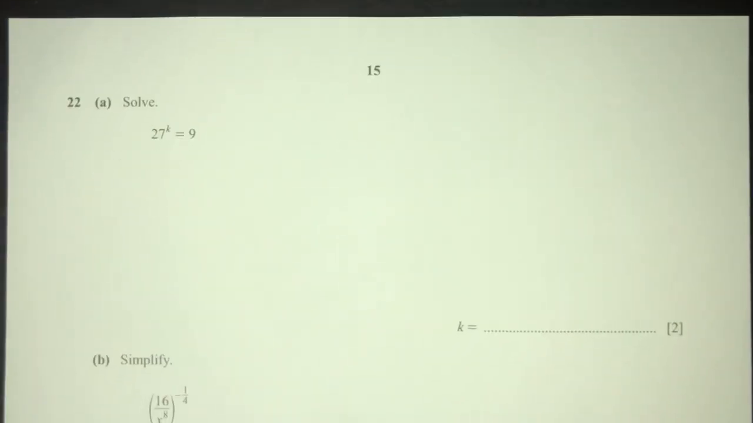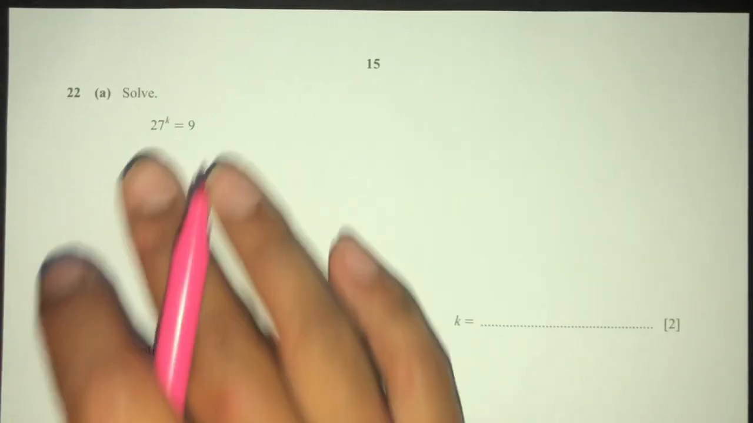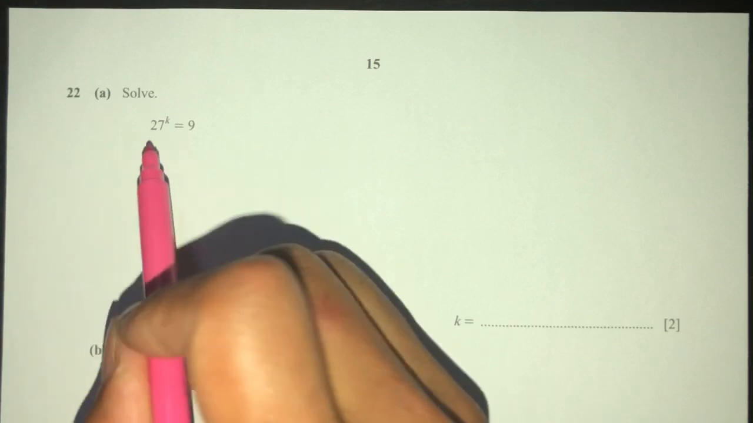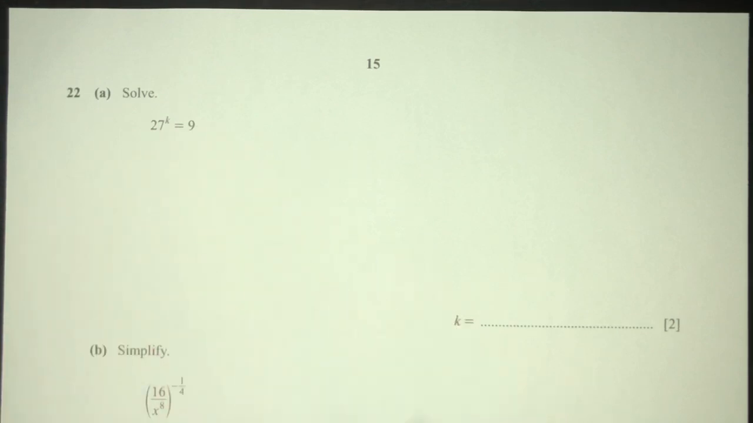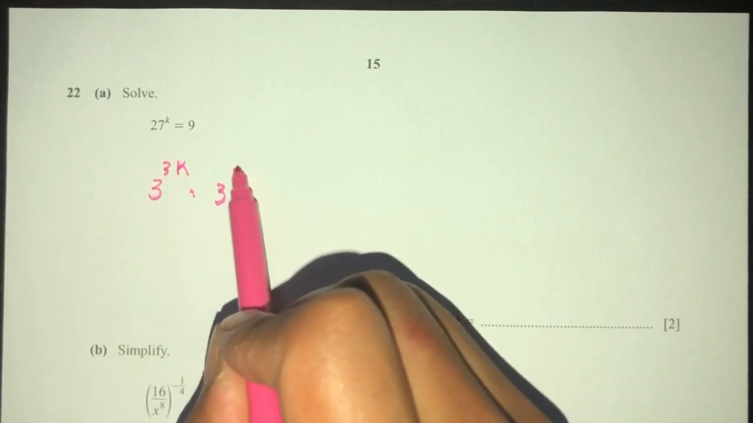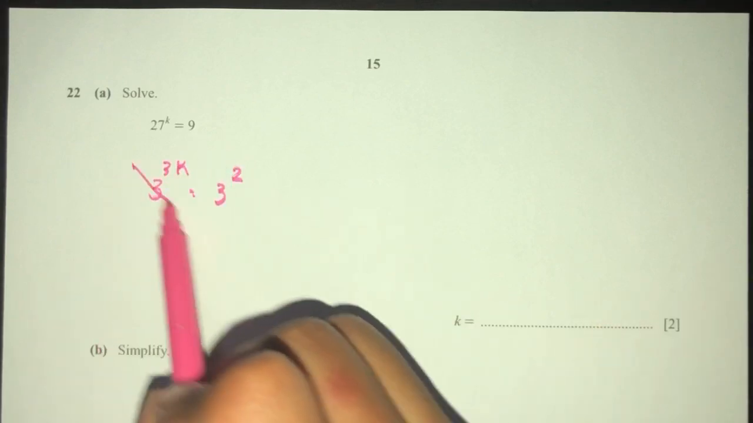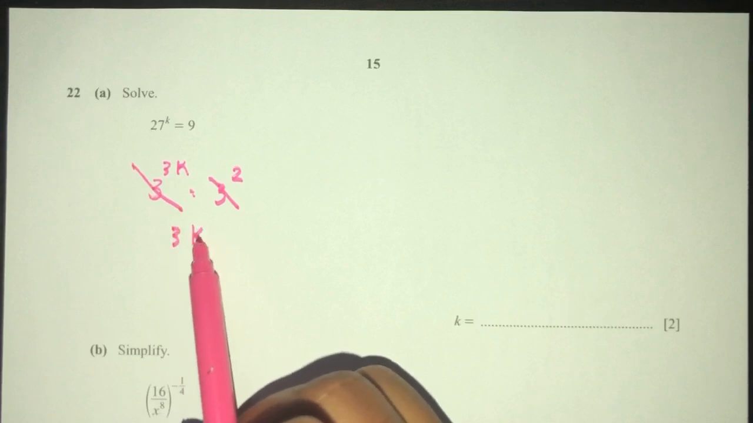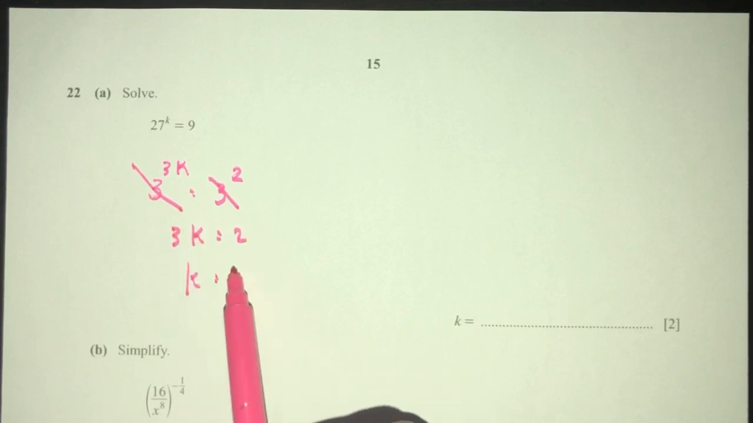Now let's move on to question number 22. So here we have to solve this one. First thing first, we have to realize that we can make them become the same base. So 27 is 3 power 3, so that will be 3k. And 9 will be 3 power 2. Now because they have the same base, we can just cancel the base out. You will have 3k equal to 2, so k will be 2 over 3.